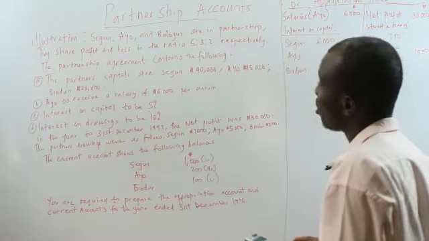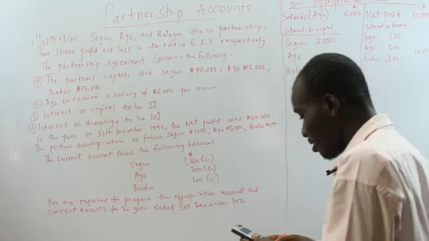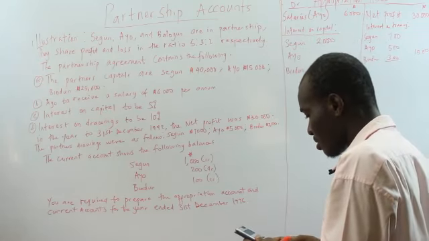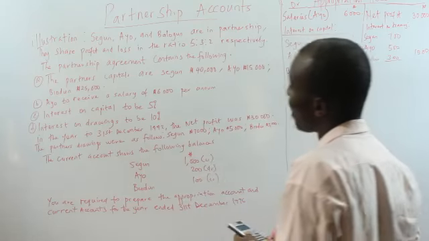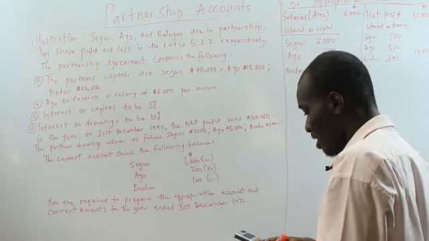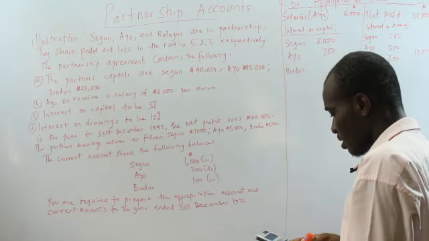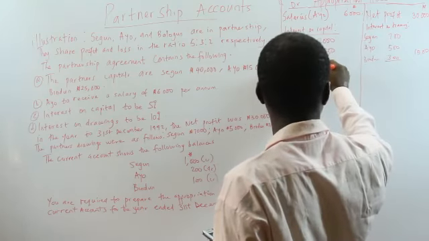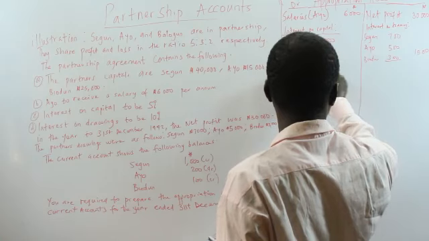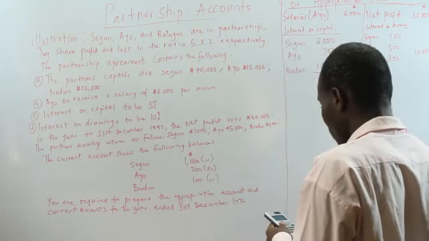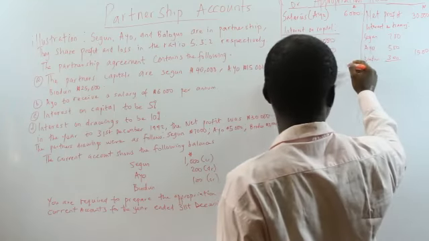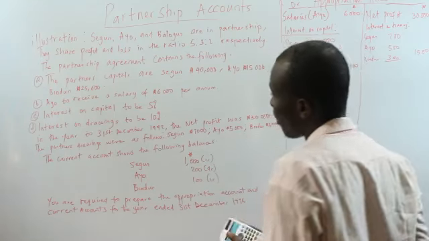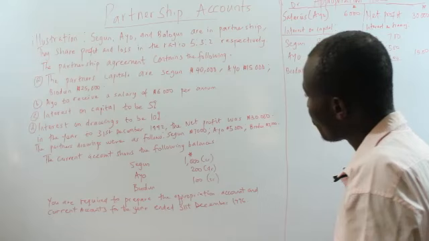Ayo's capital is 15,000 naira. 15,000 naira times 5% gives us 750. Biodun, 25,000 naira times 5%, gives us 1,250. So the addition of everything gives us 4,000 naira. What next do we have? The share of profit.